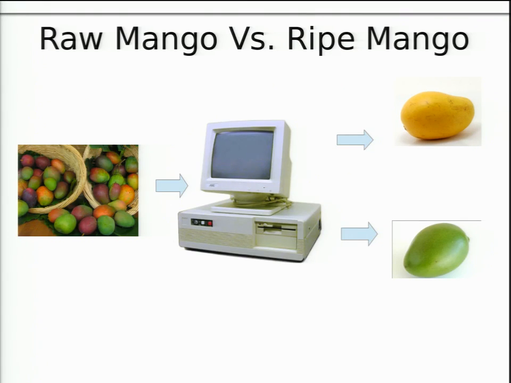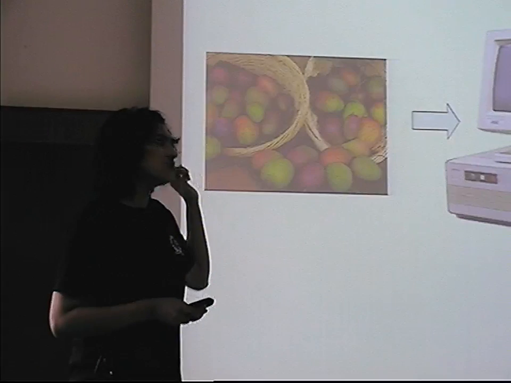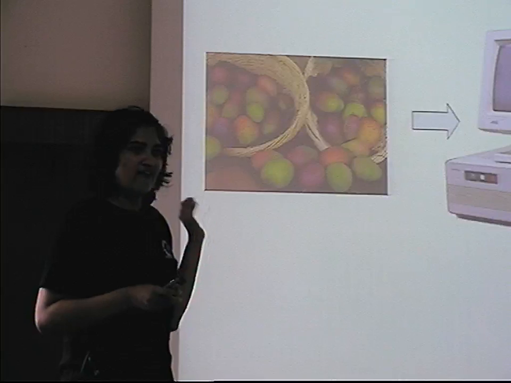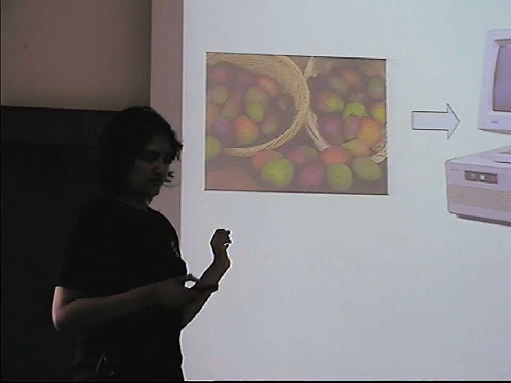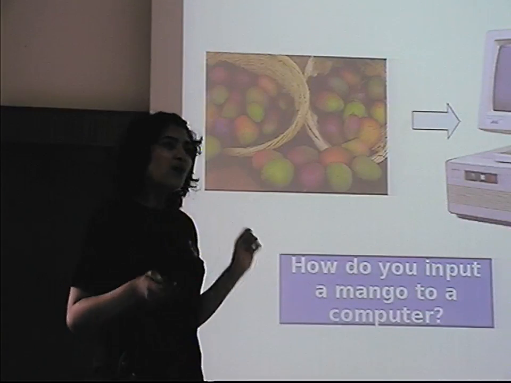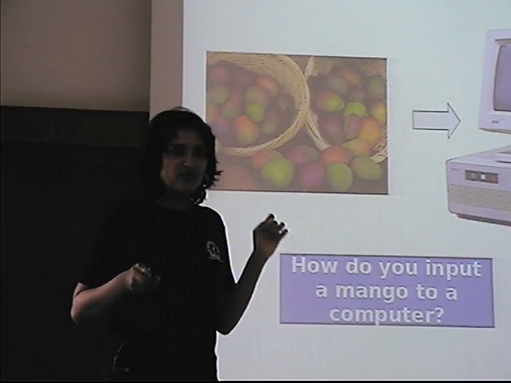But what if you want the computer to do this, right? You want to come up with software that will help you differentiate raw mangoes from ripe mangoes. And the way you do this is you give the computer a lot of examples of raw mangoes, and a lot of examples of ripe mangoes. Given a new mango, you want it to be able to specify whether it's a raw mango or a ripe mango. Okay, so before we do this, we have a problem. How exactly do you input a mango to a computer?